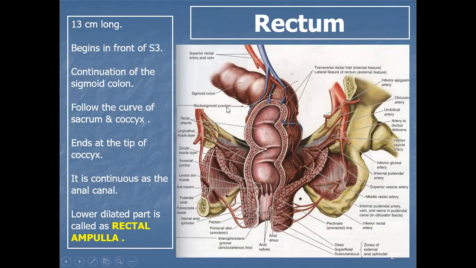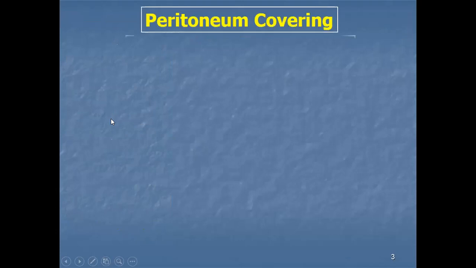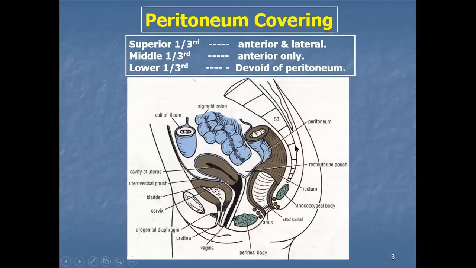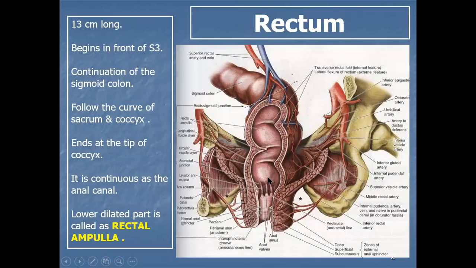As we saw in the previous lecture, at the end we saw the curvature. So similarly, it will end as a curve in the sacrum and the coccyx. See here, you can see here. This is the curvature of the sacrum as well as the coccyx. So even the rectum will be curved like this. It ends at the tip of the coccyx and it continues as the anal canal.